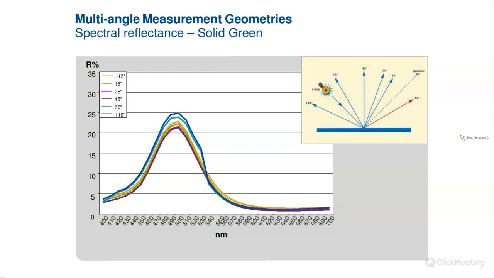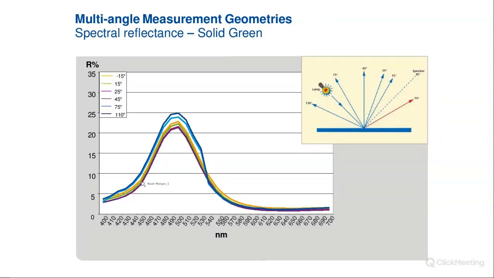So with these multi-angle measurement geometries, hopefully everyone's familiar with wavelengths and spectral curves. What a spectral curve is essentially is a fingerprint of a color. So we take the wavelengths that our eyes can see, which is from 400 to 700 nanometers, and that's the visible light. And a color, say for instance, this example here is a solid green.